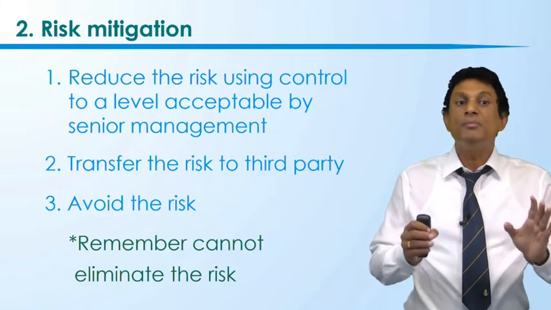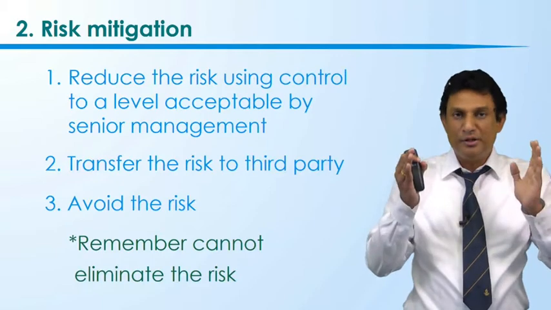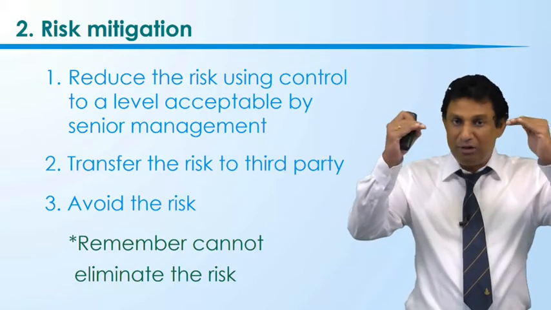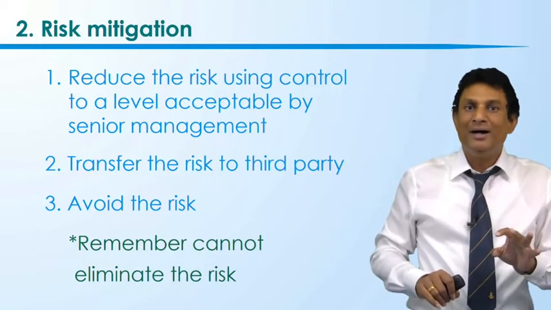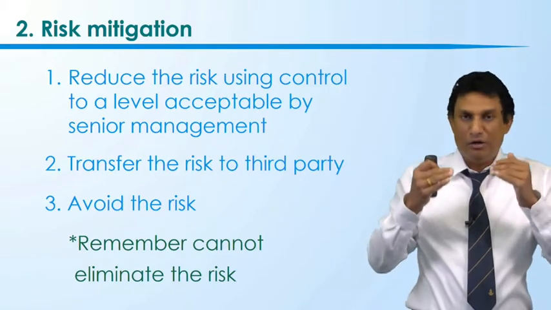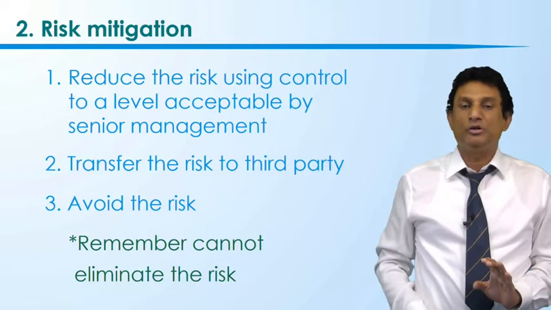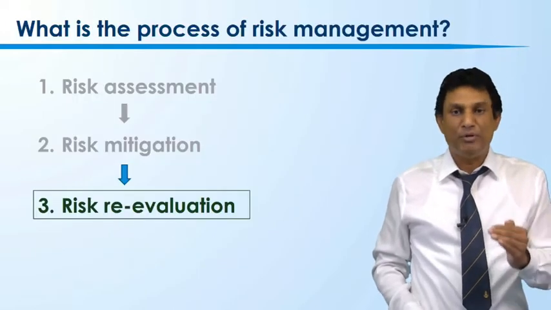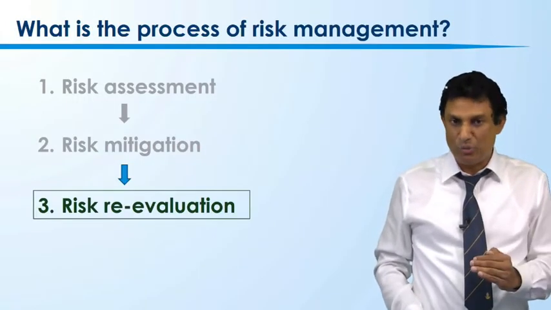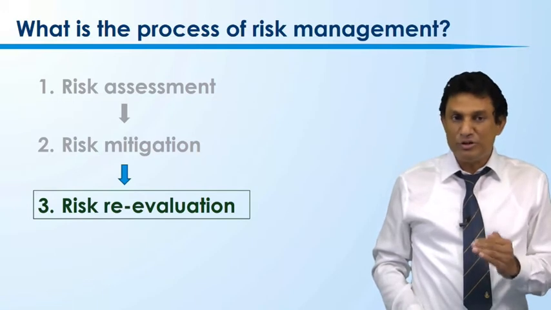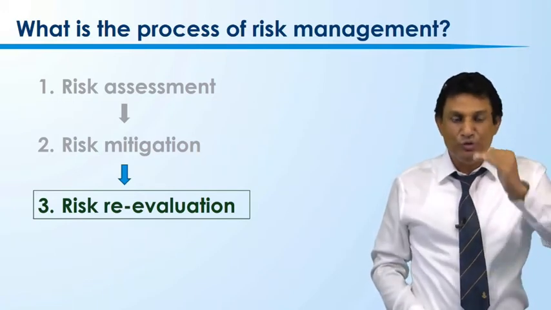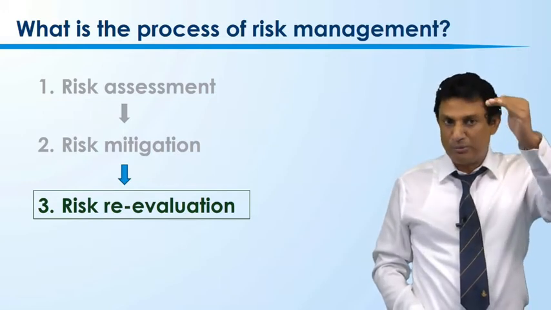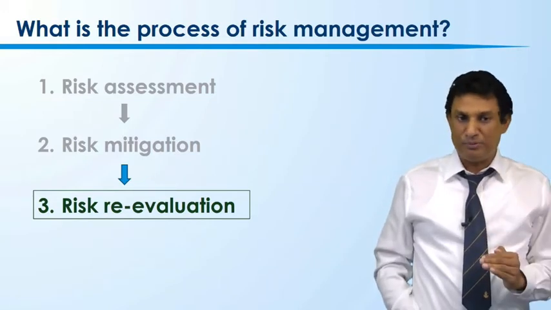Okay. So summary of risk mitigation. Reduce using controls to a level acceptable to the management. Transfer the risk to a third party. And avoid the risk, remember, cannot eliminate the risk. The last step of risk management is called risk reevaluation. Risk reevaluation means we go back to risk assessment and risk mitigation. We do first step, now we go back to step number 1 and then do step number 2 again.